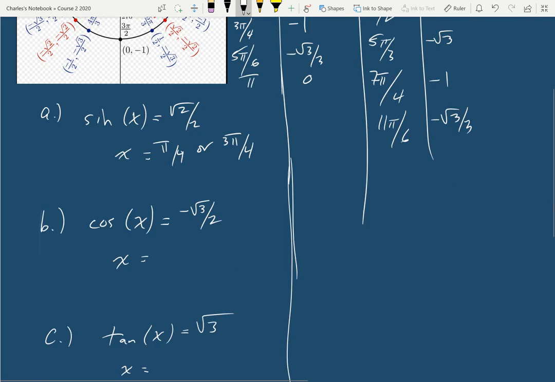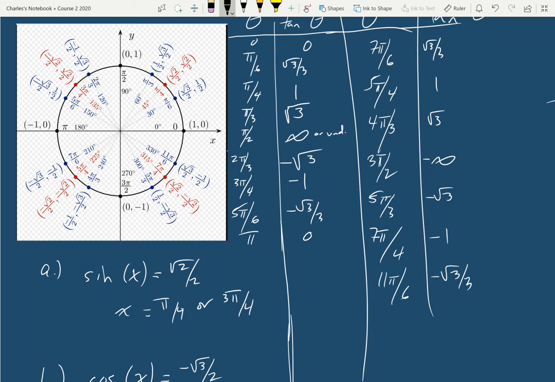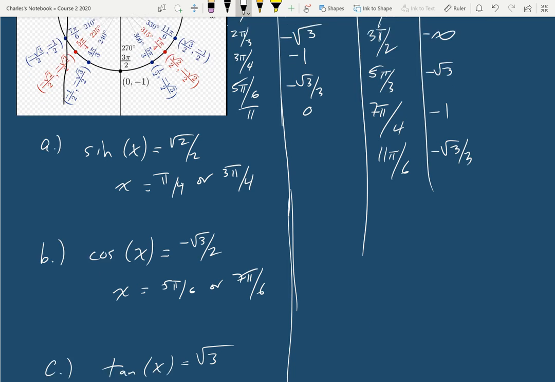And if I'm thinking cosine of x is equal to negative root 3 over 2, I'm thinking x is, cosine is x, right? So I'm looking for a negative root 3 over 2 on the x-axis. It's right there. Now I'm going to draw a vertical line, and I'm going to get 5 pi over 6 or 7 pi over 6.